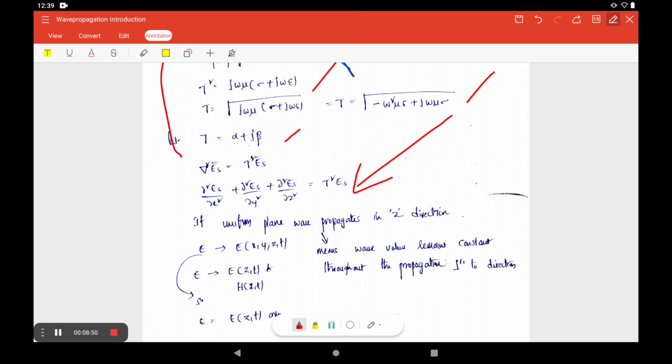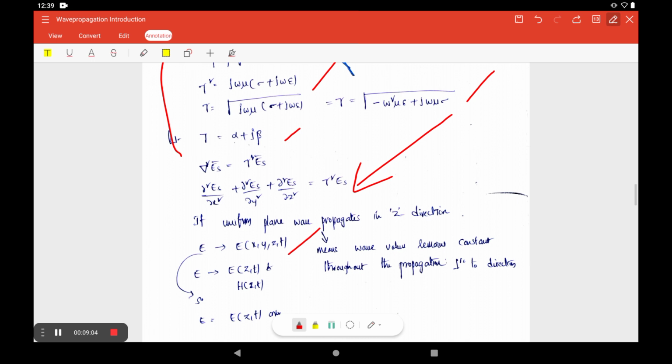After that, let us assume the uniform plane wave propagates in the z direction, where E is the electric field consisting of x, y, z directions, and is time varying, where E(z, t) is in the z direction.